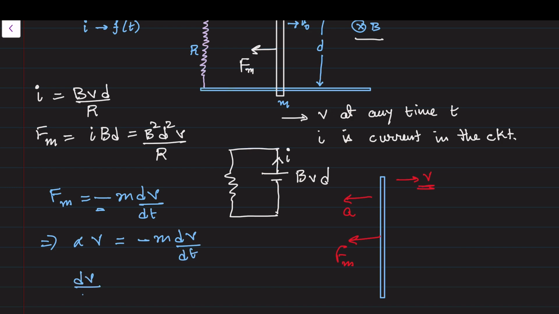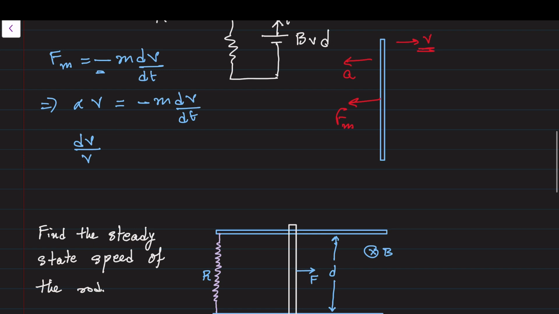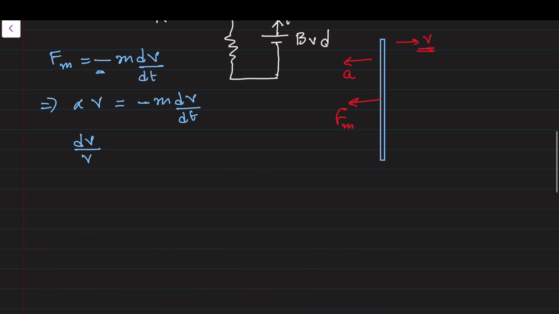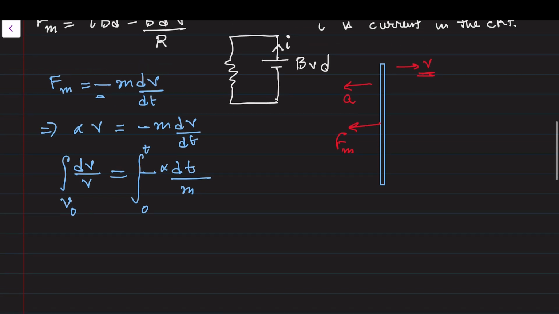dv by v is equal to minus alpha dt by m. Integrate. At t equal to 0, the velocity is v0. At any time t, v. By solving this equation, you will get v as a function of time.